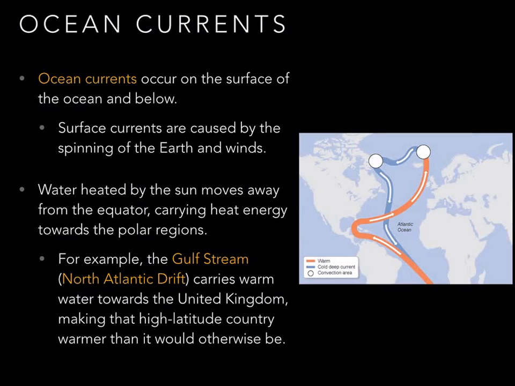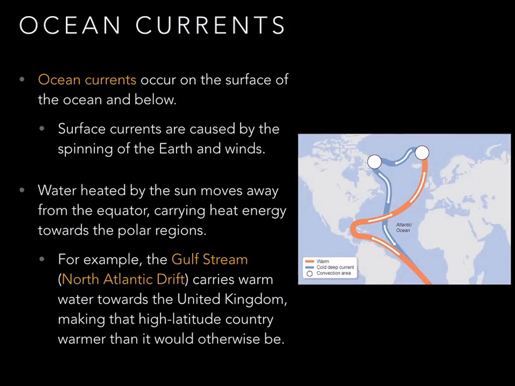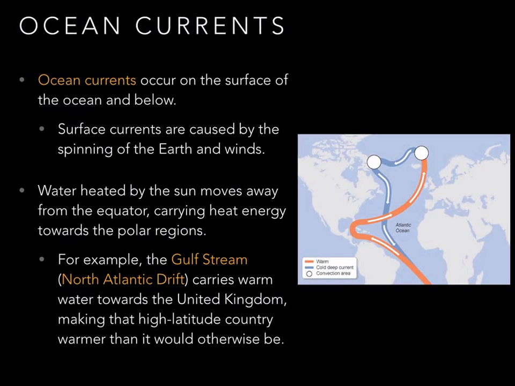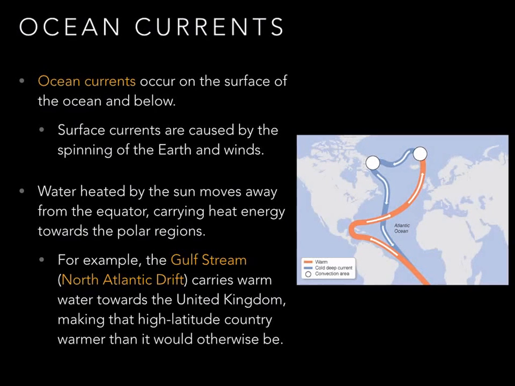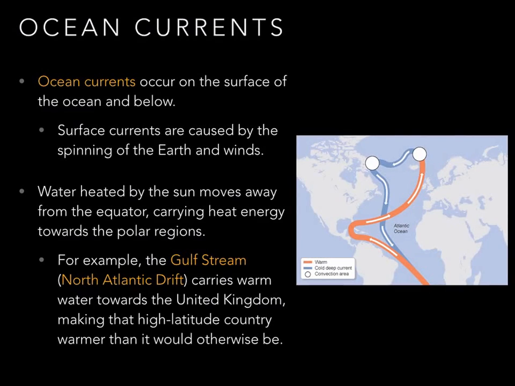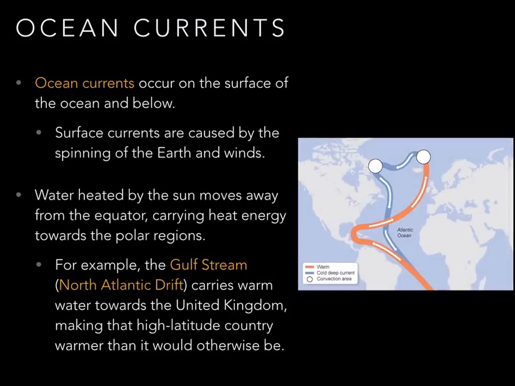In one example, the Gulf Stream, also called the North Atlantic Drift, carries warm water from the Gulf of Mexico region towards the United Kingdom, a very high latitude country. It's very near to the North Pole, actually, but the warm ocean current makes it warmer than it would otherwise be.